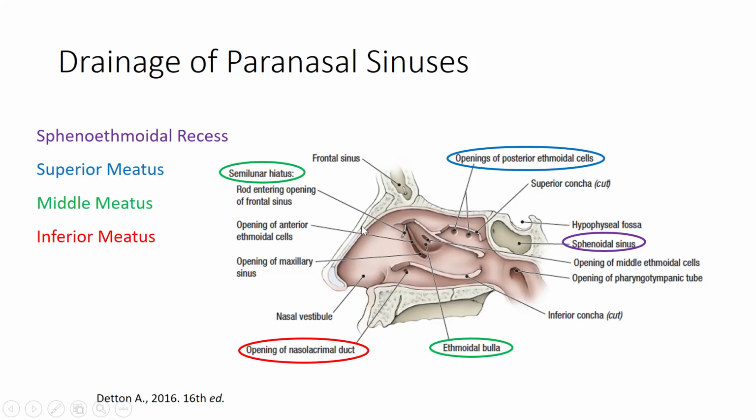So if we look from anterior to posterior, we have anterior ethmoidal air cells draining into the semilunar hiatus, then the middle draining into the ethmoidal bulla, and finally the posterior draining into the superior meatus. And finally, in the inferior meatus, we have the opening of the nasolacrimal duct that comes from the lacrimal sac, and this one will open in the anterior aspect of the inferior meatus.